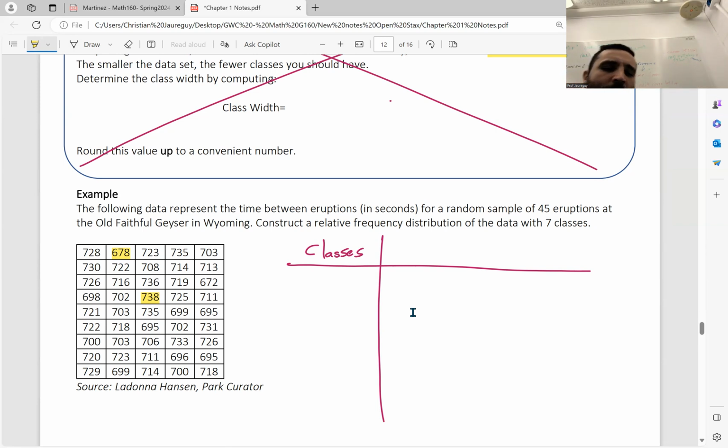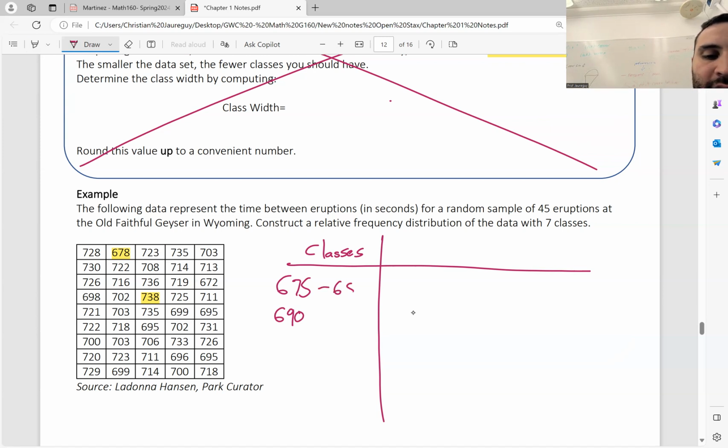So I'm thinking about this. Maybe if I start at 675, what number should I go up by? 80 numbers. I want 7 classes, divided by 7. I get somewhere around 11-ish. So I pick a nice, neat number and I go with 15. So I'd go 675. The next lower class limit would be 690. So this has got to go to 689. Then I go 15 again, 705, 720.